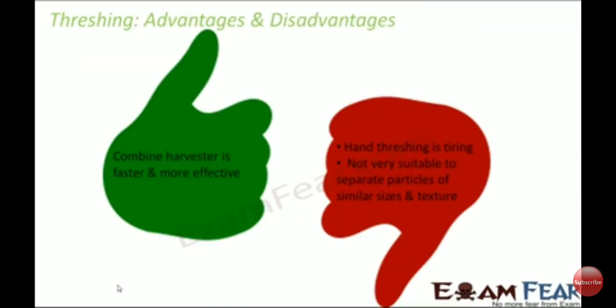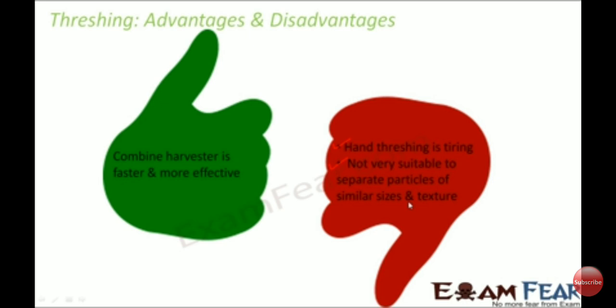Now, threshing also has its own advantages and disadvantages. When you talk about the advantage, if you talk about the automated machines like the combine harvester, it is definitely faster and effective in doing its job. But when you talk about hand threshing, it is very tiring, and this entire process of threshing is not very suitable to particles of similar sizes and texture, because in threshing you separate the grains from the stalks. The grains and the stalks are very much different from each other.